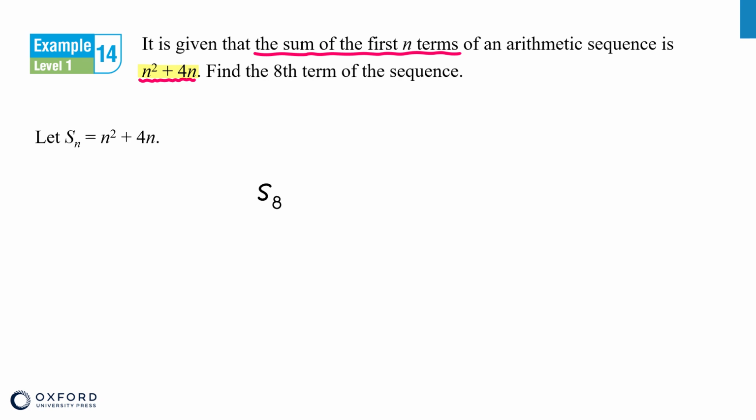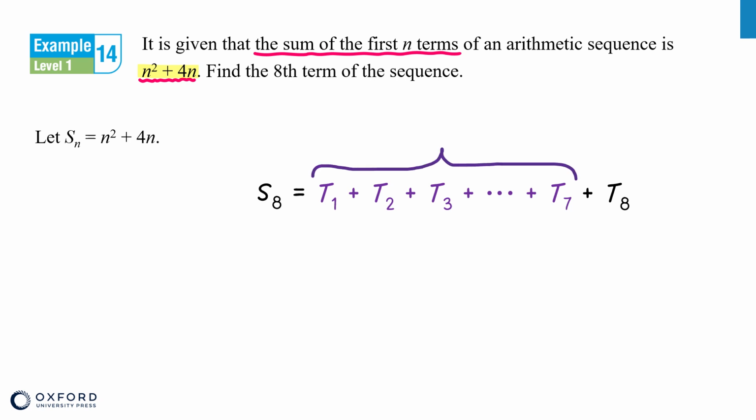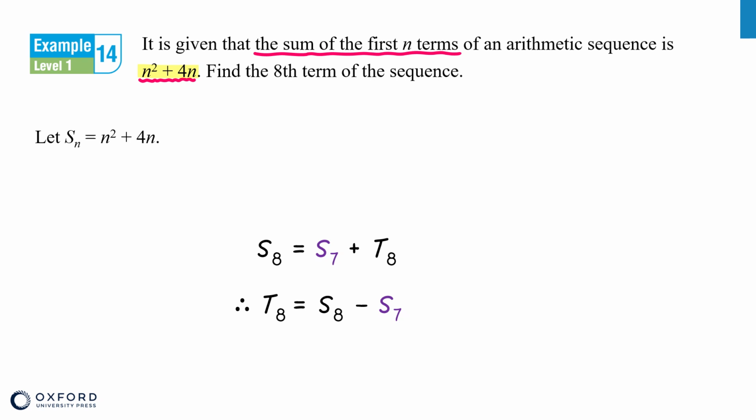By definition, S8 is the sum of the first 8 terms of the sequence, right? Then, focusing on this part of the expression, what's this? Yeah, that's S7. So we can rewrite S8 as the sum of S7 and the eighth term. In other words, the eighth term is equivalent to S8 minus S7.